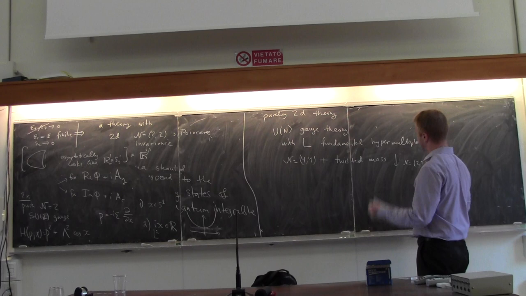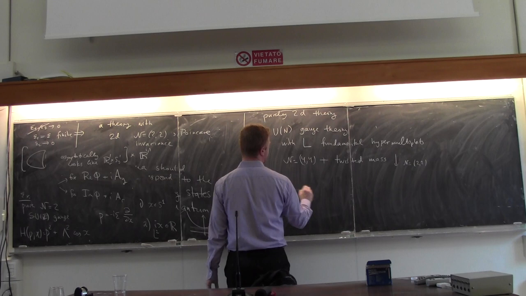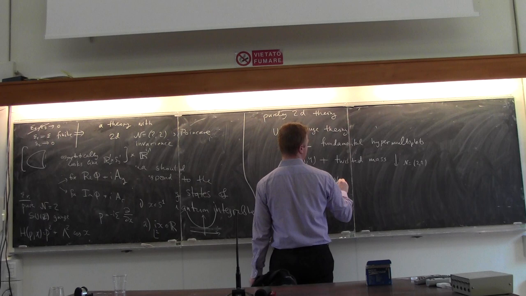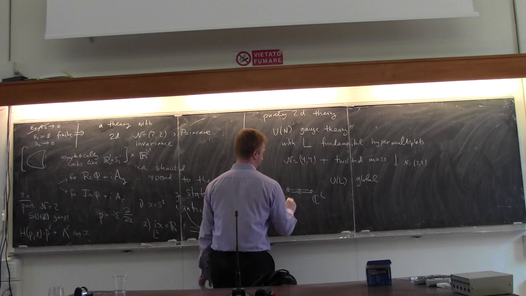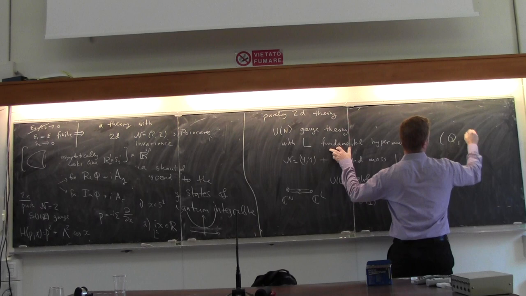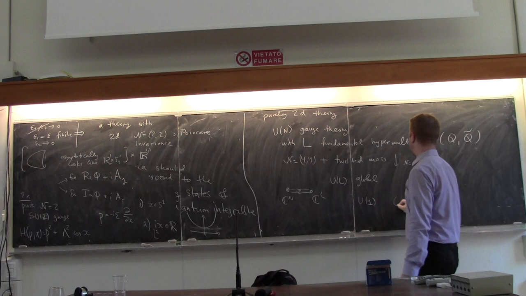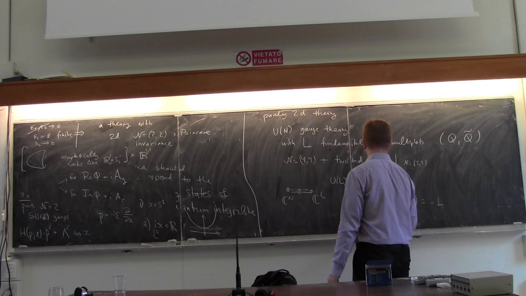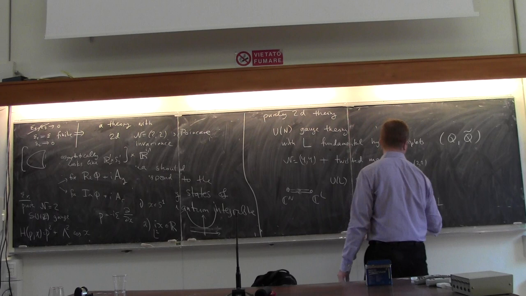So we have a Weyl theory with global symmetry SU(L). And there is a U(1) symmetry under which the fundamental multiplets have the charge minus 1 and the scalar in the vector multiplet has the charge plus 1. This is the vector multiplet.